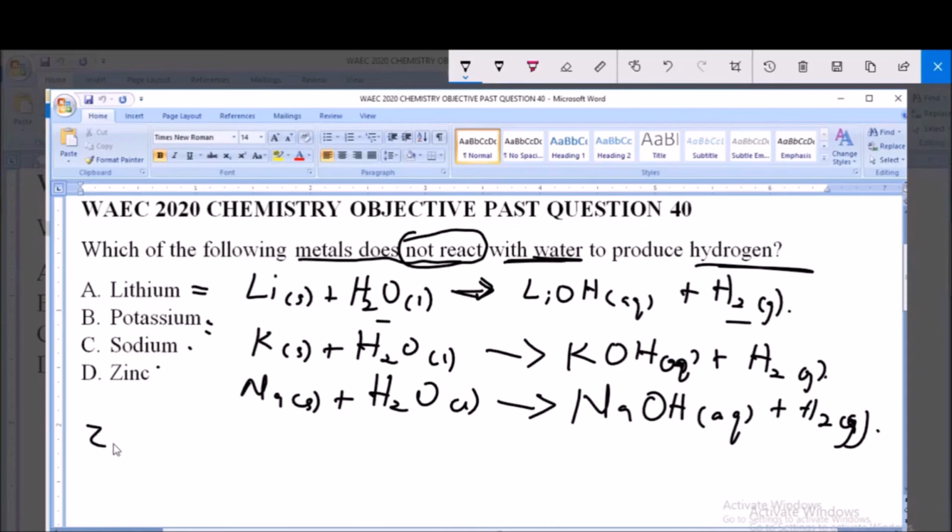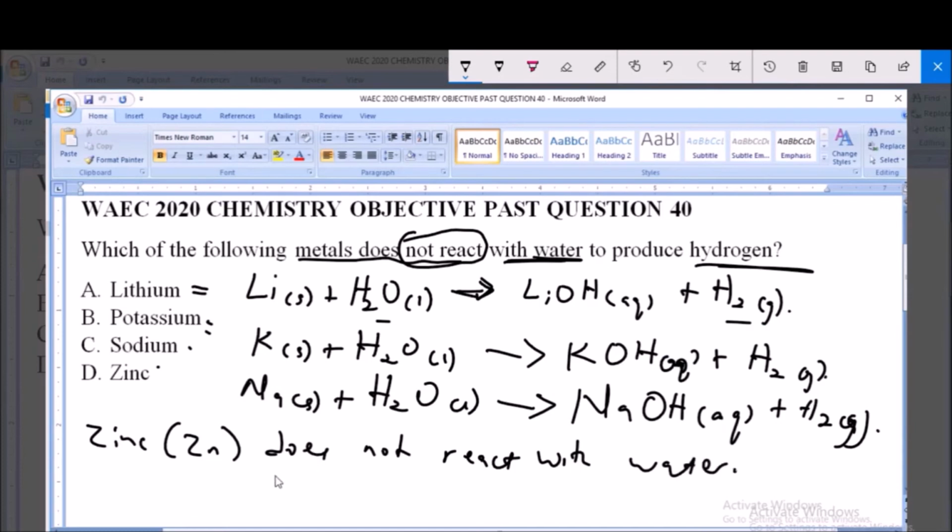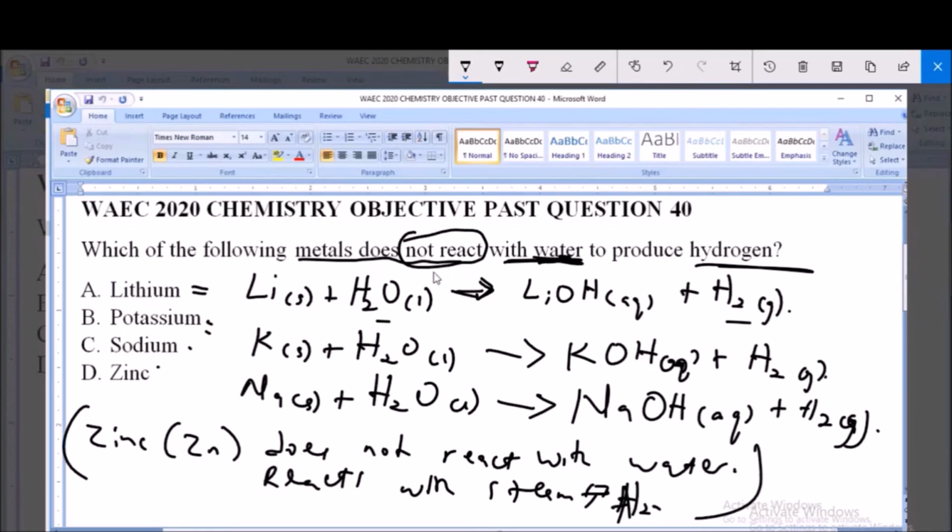However, option D, zinc, does not react with water. It only reacts with steam, and that is when it liberates hydrogen gas. So as you have rightly seen, we are asked which one reacts with water in its liquid state, and zinc does not react with water. As it does not react with water to produce hydrogen, option D, zinc, is the correct answer to this question.